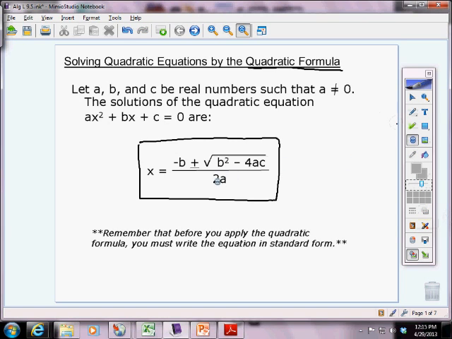I did make a little note here at the bottom. It says remember that before you can apply the quadratic formula, you must write the equation in standard form. That's this right here: your x squared term plus your x term plus your constant equal to 0, and that's really important. Okay, so let's see how we can use our quadratic formula: x equals the opposite of b plus or minus the square root of b squared minus 4ac, all divided by 2a.